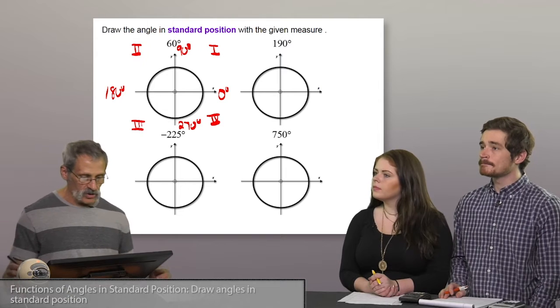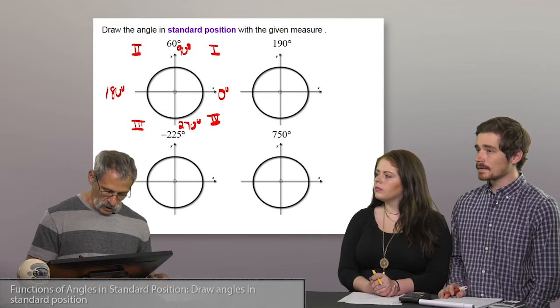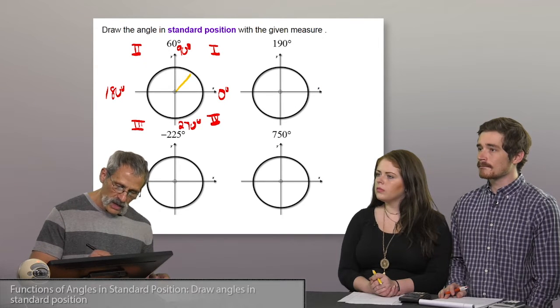What quadrant would 60 degrees be in? Would that fall in the first quadrant? That's very good. And if I rotate upward, it would be about 2/3 of the way, and I would have 60 degrees.